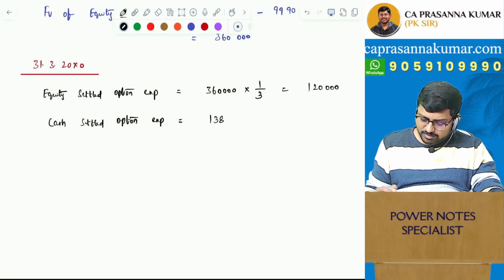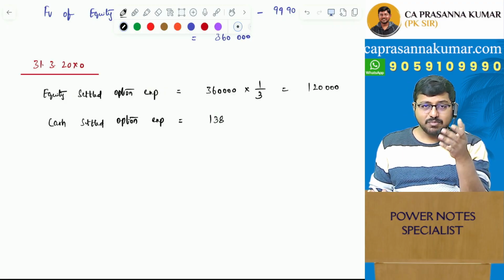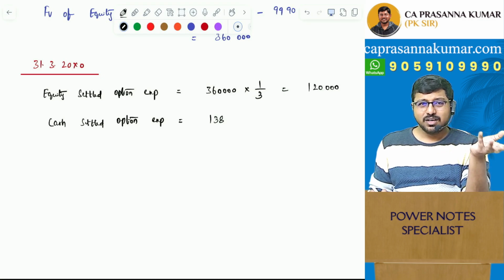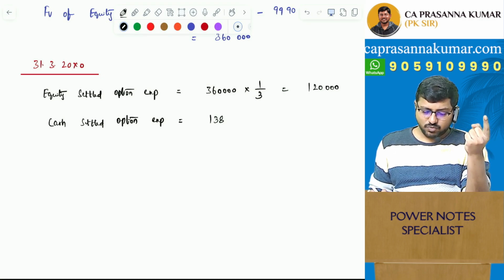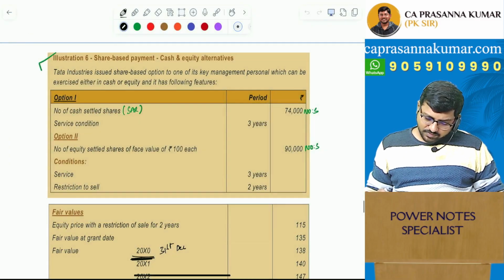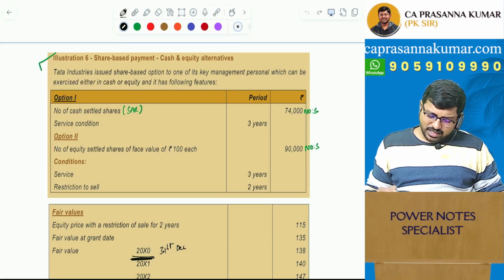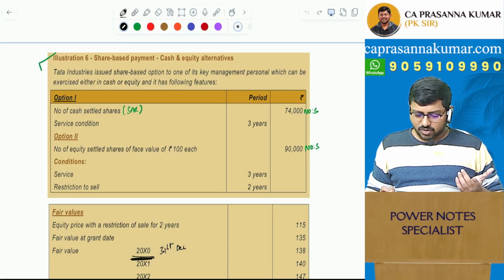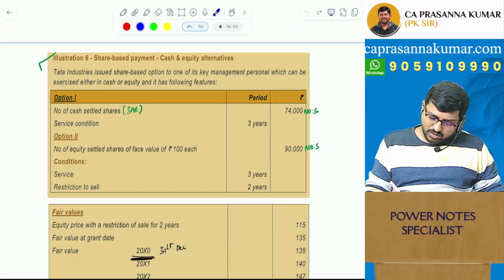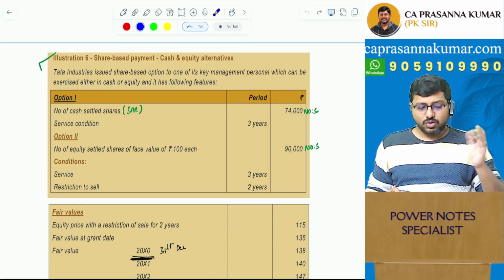138. Now you might be thinking, sir, usually the formula is number of employees into number of options per employee into fair value of the option on that particular year when it comes to cash settled, right? But the number of employees is just one. If you look at the question, it is one of its key management personnel. So there is one major guy. So therefore, we need not worry about number of employees over here. So that is gone, right?